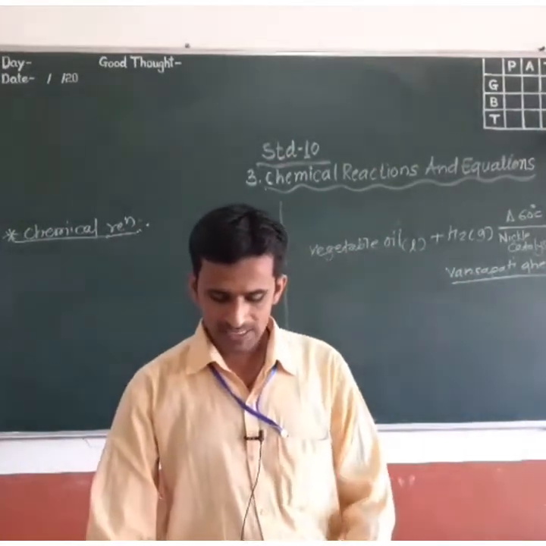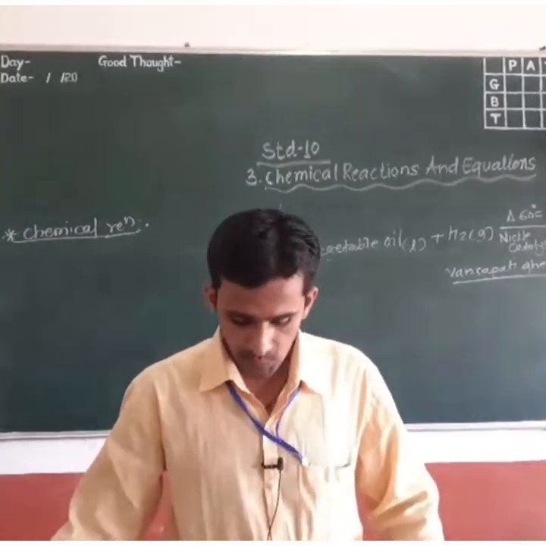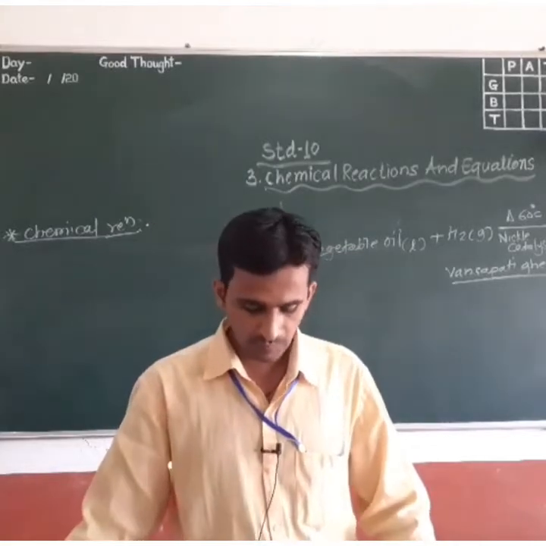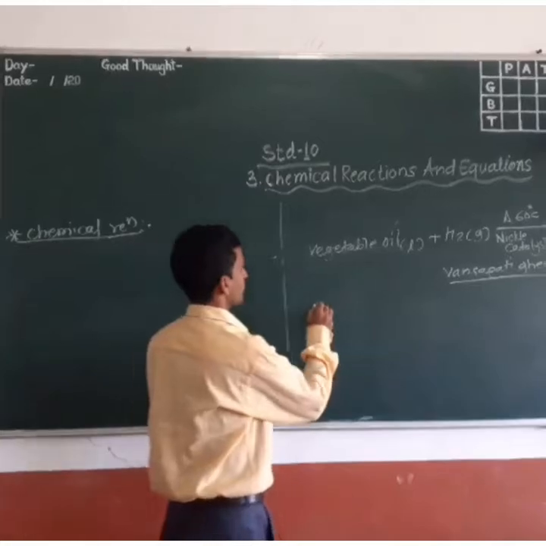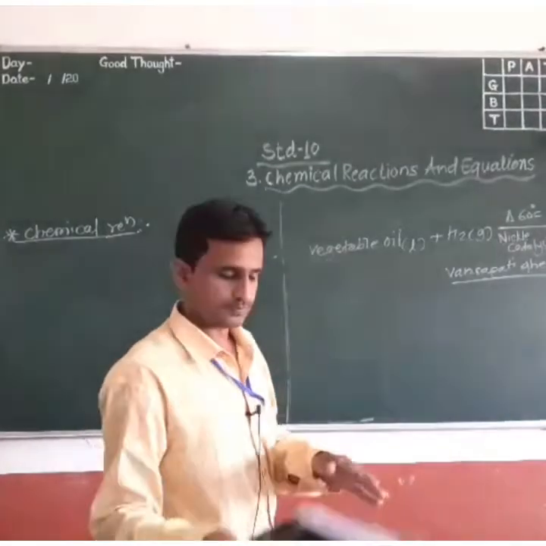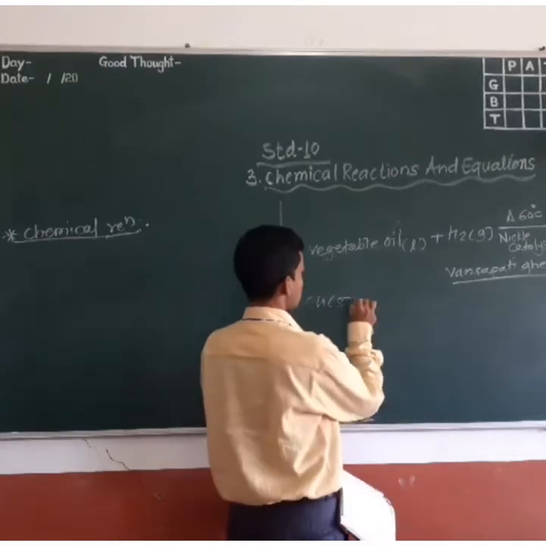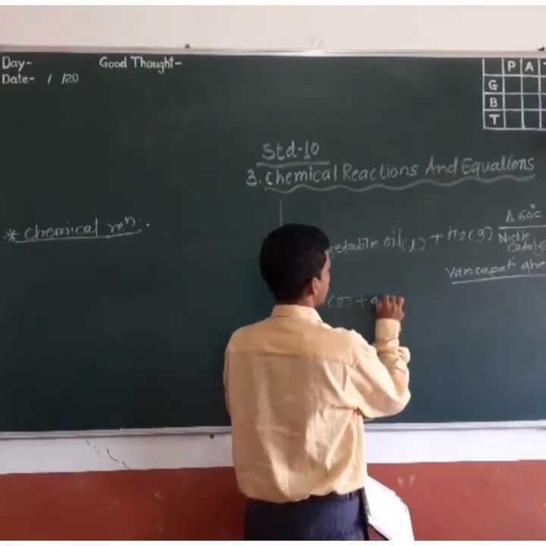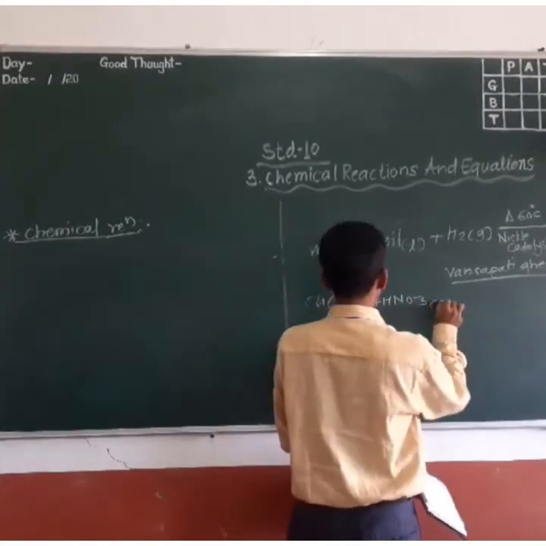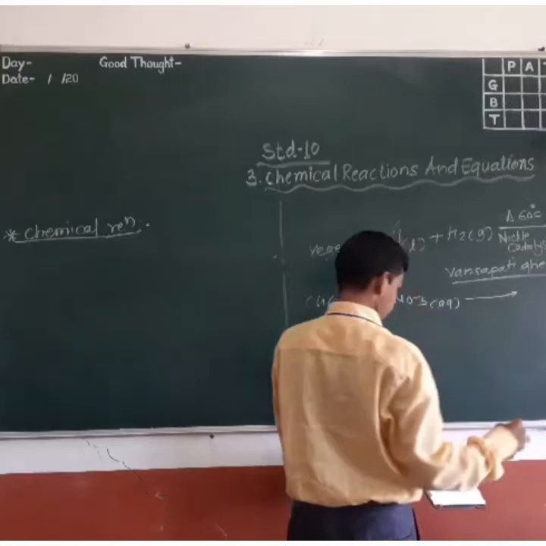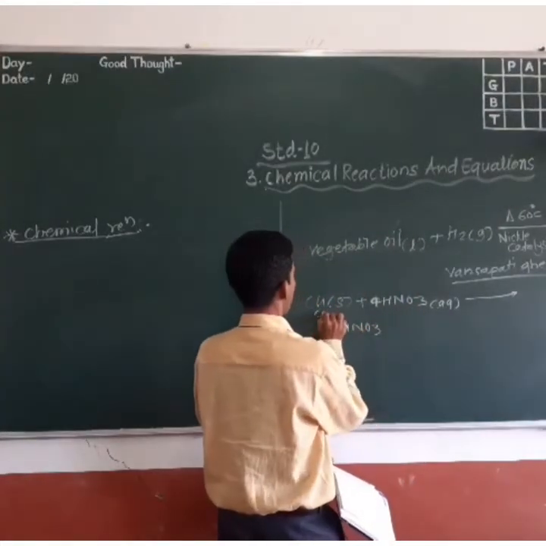Eleventh one is specific information or names of the reactants and products, which are written below the formula. For example, copper, a solid, plus 4HNO3, aqueous, to form copper nitrate.